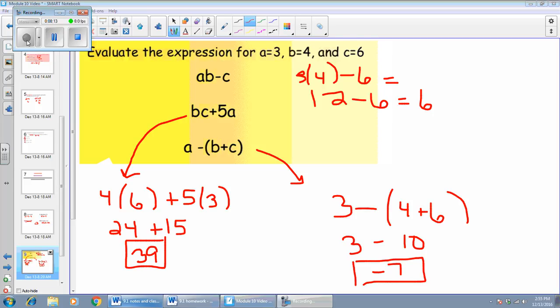Alrighty, compare your answers to the following. The work for a times b minus c is right over here. The work for b times c plus 5 times a is right down here with an answer of 39. And then the a minus b plus c, that's a little tricky because b plus c is 10 and a is 3. So 3 minus 10 goes into negative numbers. Remember your negative number strategies.